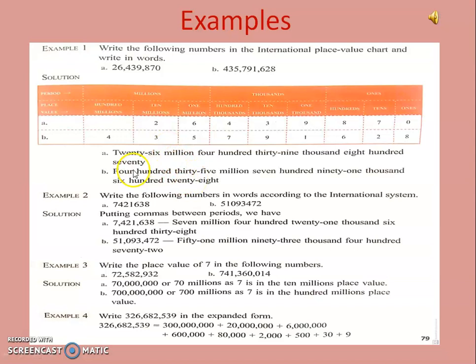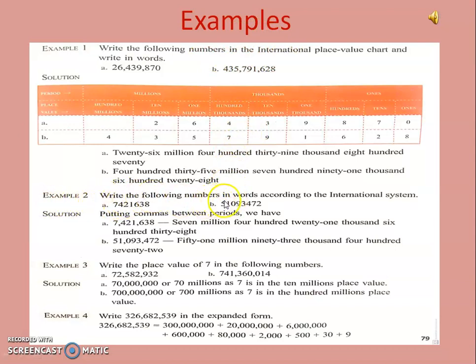Now this chart will make it easy to read these numbers. So we can read this number easily now. That is 26,439,870. Similarly, you can solve the second example of putting digits in the place value chart. Let's move to example number 2.